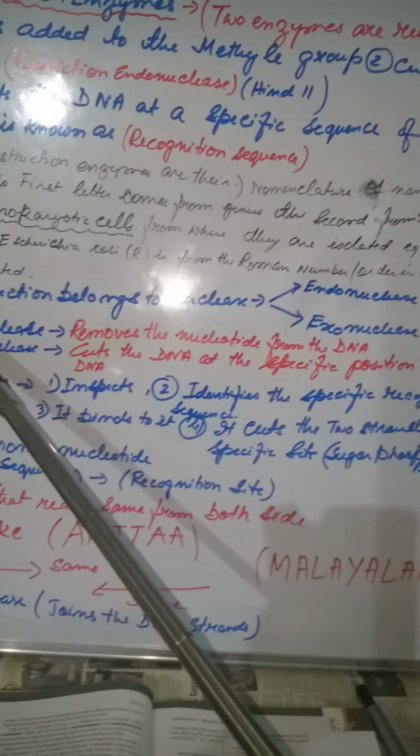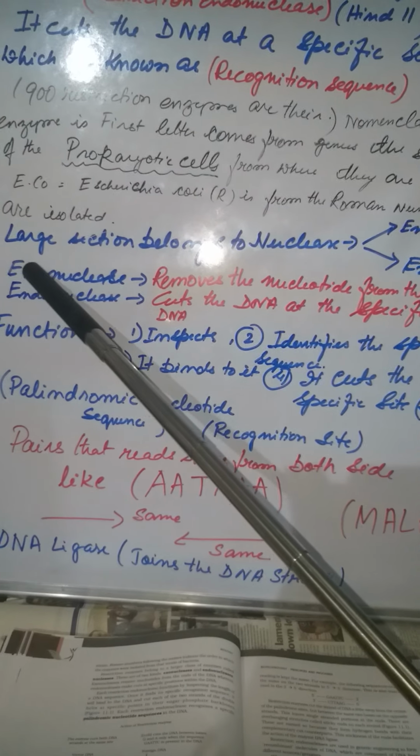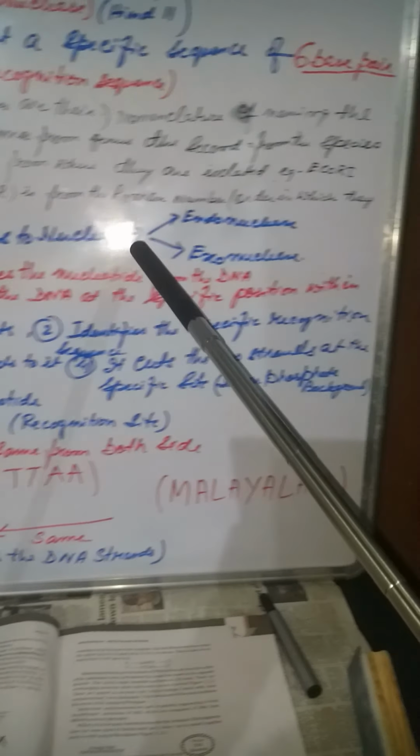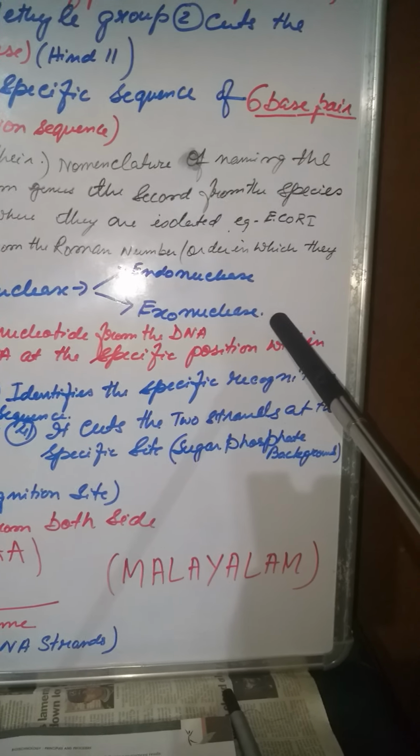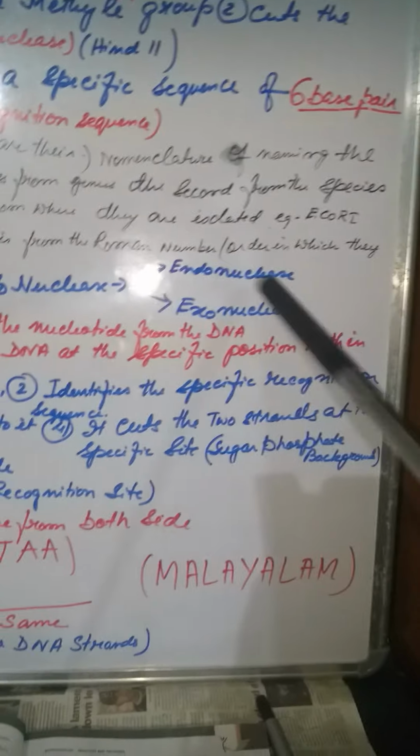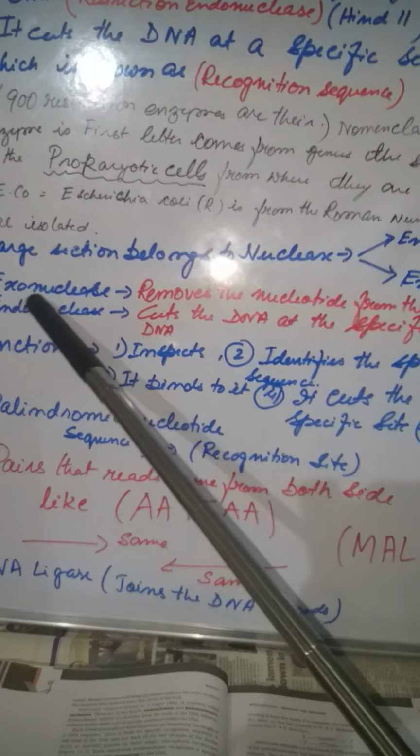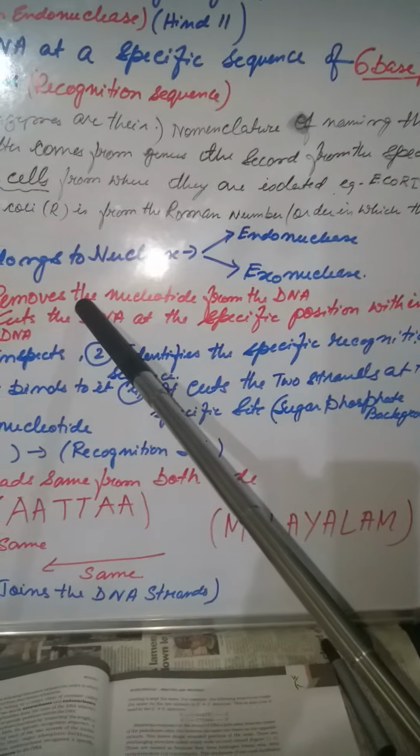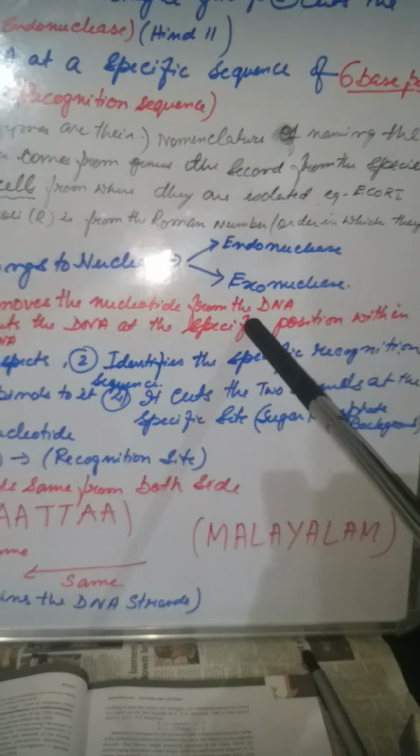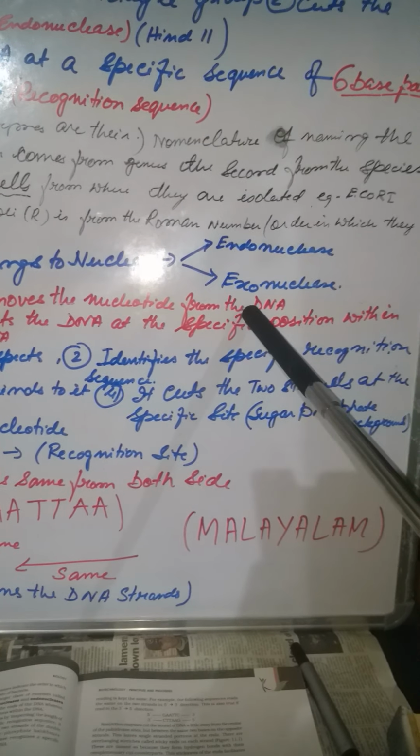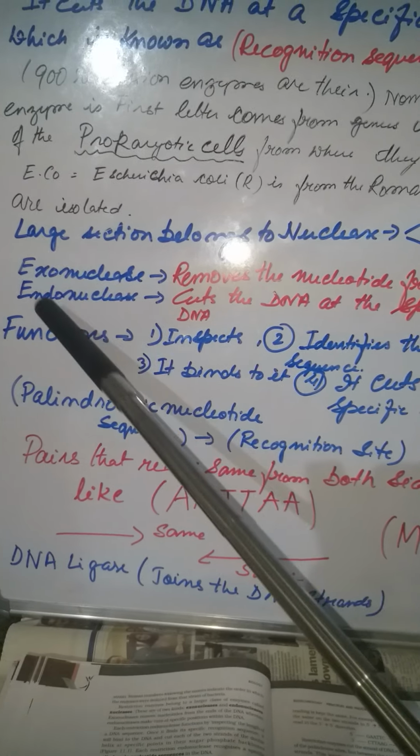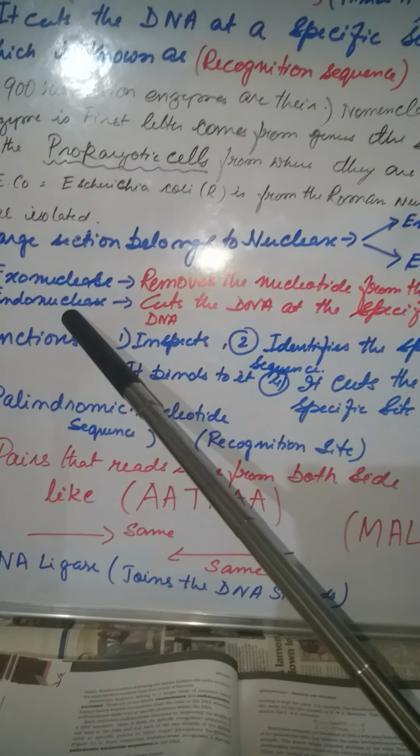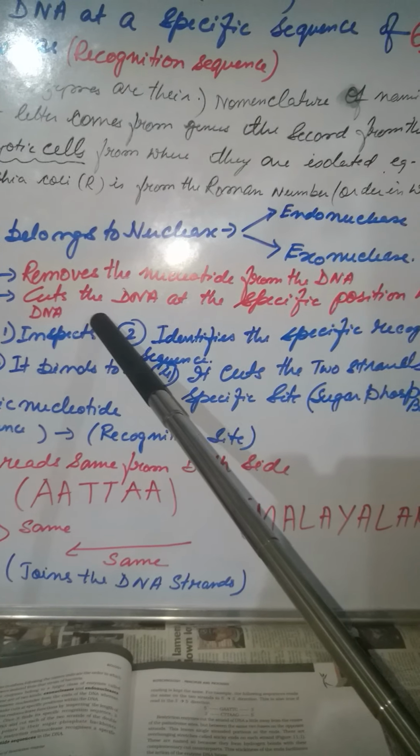Now here you see, the large section of nucleases belongs to two types. One is the exonuclease and another is the endonuclease. Exonuclease actually removes the nucleotides from the DNA. Endonuclease, on the other hand, identifies the recognition sequence of the DNA and basically cuts the DNA.